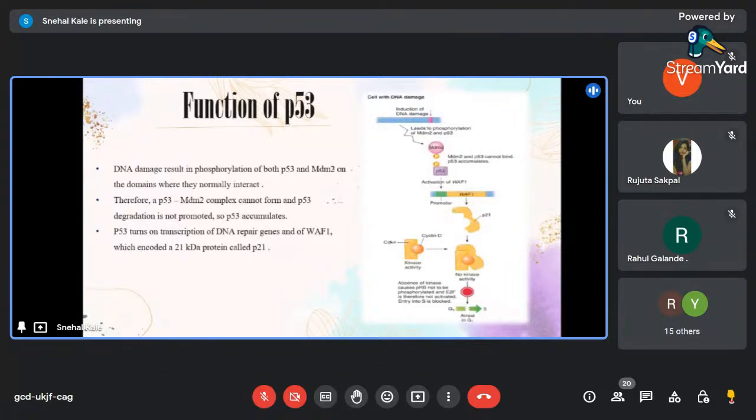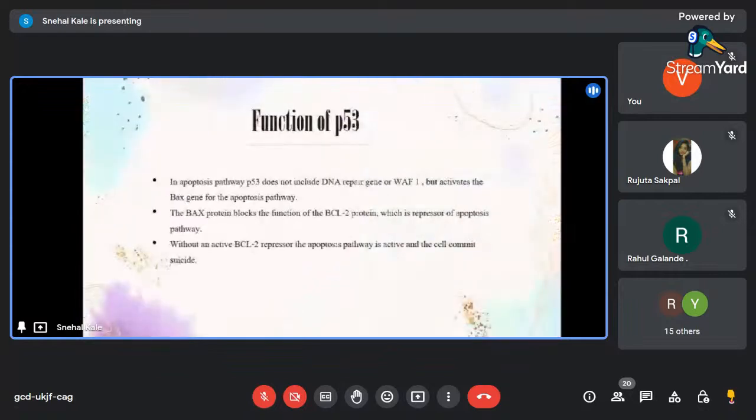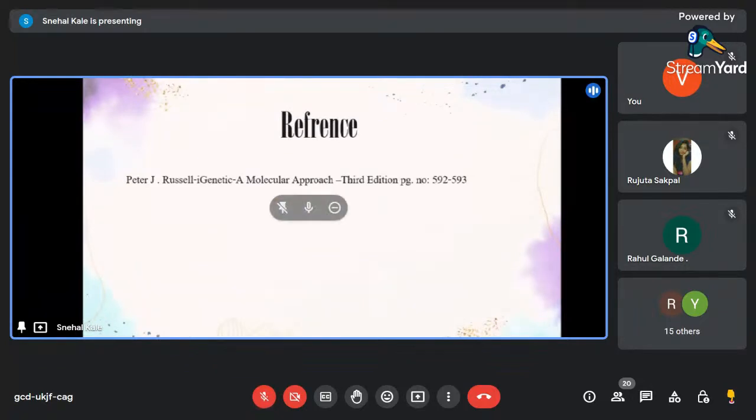S phase checkpoint. The other role of P53 is the apoptosis pathway. It happens when the DNA damage is beyond repair. As P53 is activated, the Bax protein blocks the function of the BCL2 protein, which is the repressor of the apoptosis pathway. In the absence of the repressor, the apoptosis pathway is activated and the cell is destroyed. So, these are the references, and thank you.